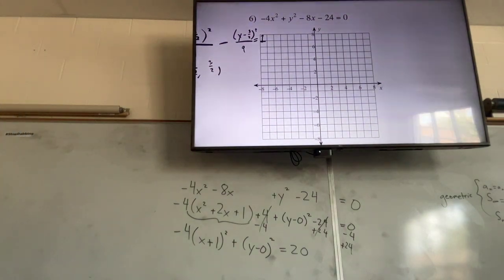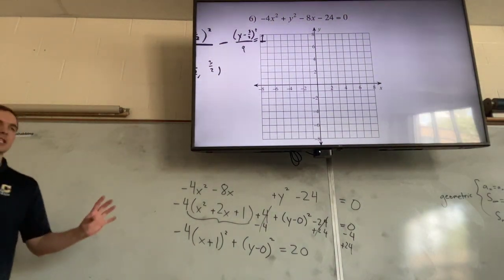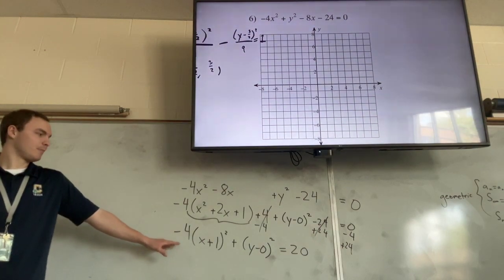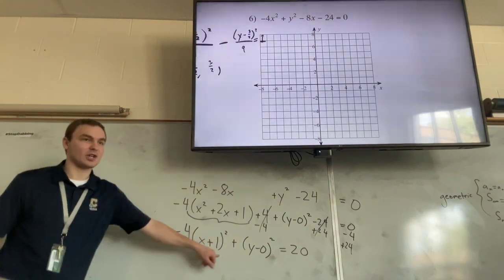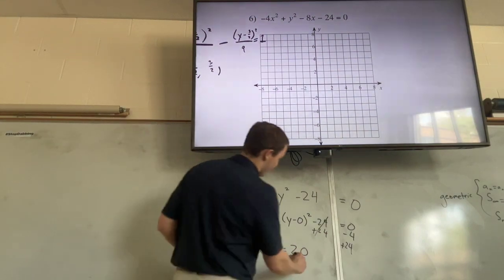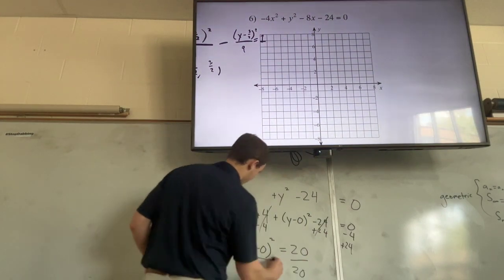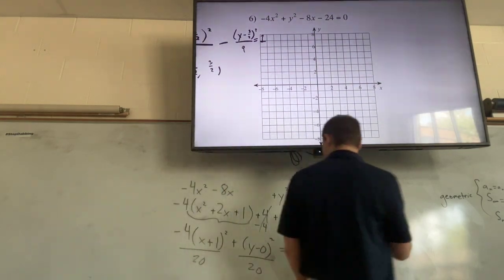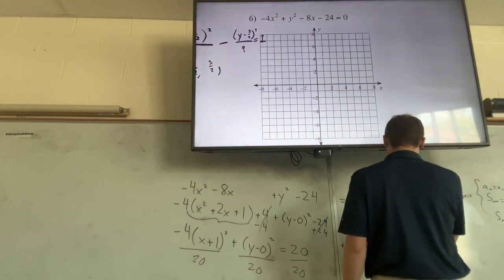Okay. So I know it's a hyperbola. How do I know it's a hyperbola at this point? There's a minus here, right? So let's divide by 20 and then write the minus term second, okay? So we don't confuse ourselves. So standard form is y minus 0 squared divided by 20.